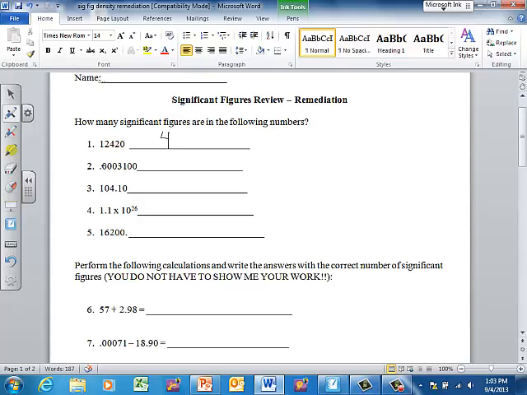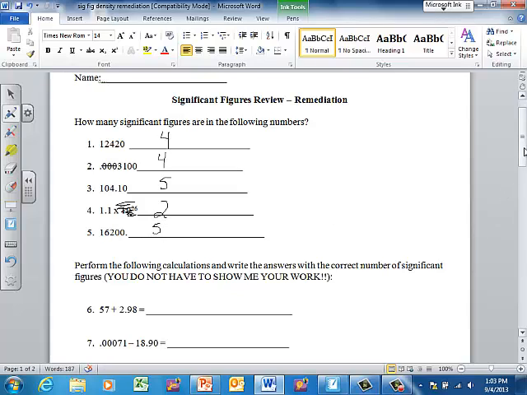Okay, number 2, these zeros up front do not count, so I can cross those off. However, these numbers at the end are after a decimal place and at the end of a number. They will count. That is also going to be 4. Number 3, all of the zeros are going to count. This one is embedded. This one is at the end and it's after a decimal place, so it's going to be 5. Number 4, when we do scientific notation, we ignore that exponent, so this is going to be 2. And number 5, there is a decimal place here at the end, so this is going to be 5 significant figures.